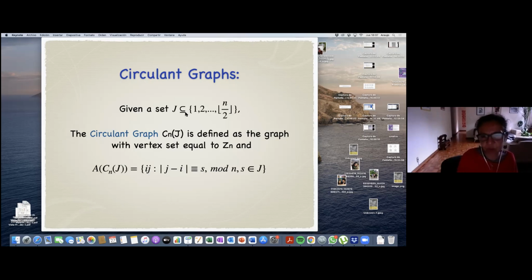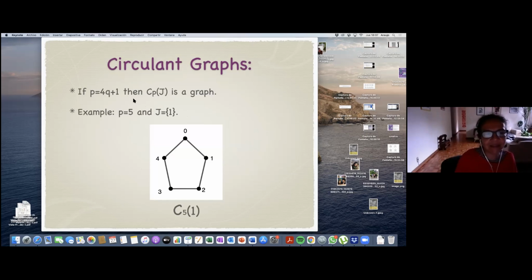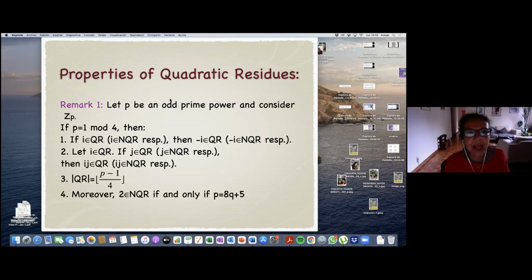Okay, let me give an example that is a simple example. You have P5, P is 5, and here G is equal to 1, and you have a graph, because the difference between these two vertices is 1, and also this, and this, okay? And this is a graph. This is a circulant graph, and this is a very trivial circulant graph.